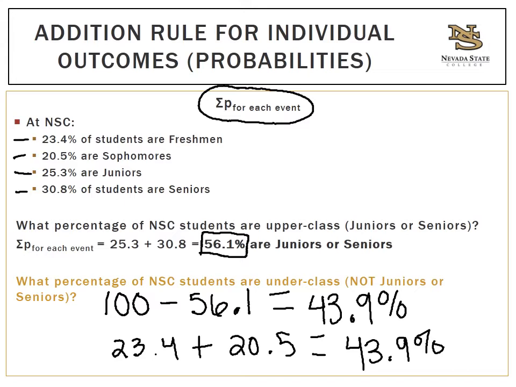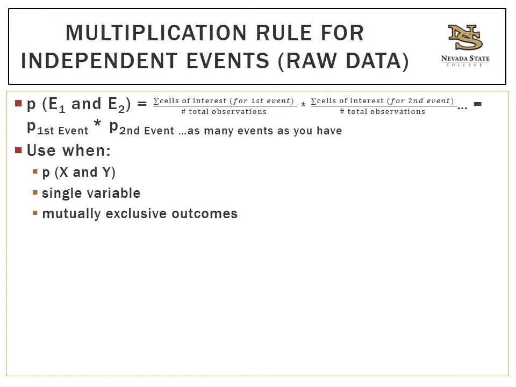So 56.1% of students are upper class, juniors or seniors, and 43.9% of students are not juniors or seniors, or underclassmen. So now let's move on to the multiplication rule for independent events. We're going to start with raw data and then look at a story problem.